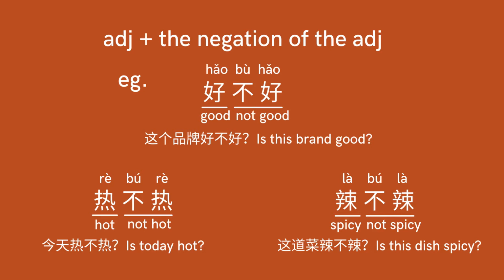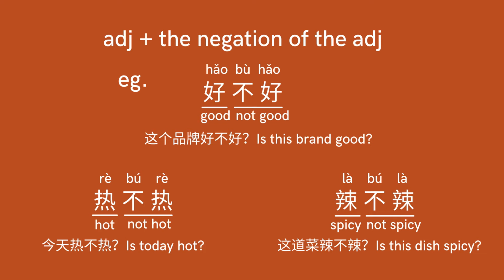Besides, what's convenient about this sentence structure is that you can not only use this with verbs, but also with adjectives. For example, 好不好, good or not good. Instead of saying 这个品牌好吗? You can say 这个品牌好不好? Is this brand good? 热不热? Hot or not hot? Instead of saying 今天热吗? You can say 今天热不热? Is today hot? 辣不辣? Spicy or not spicy? Instead of saying 这道菜辣吗? You can say 这道菜辣不辣?